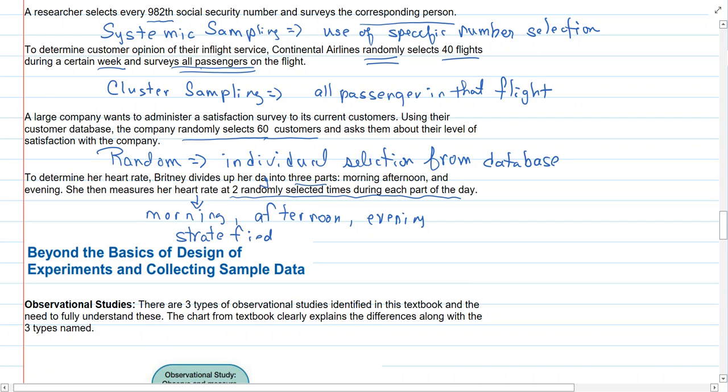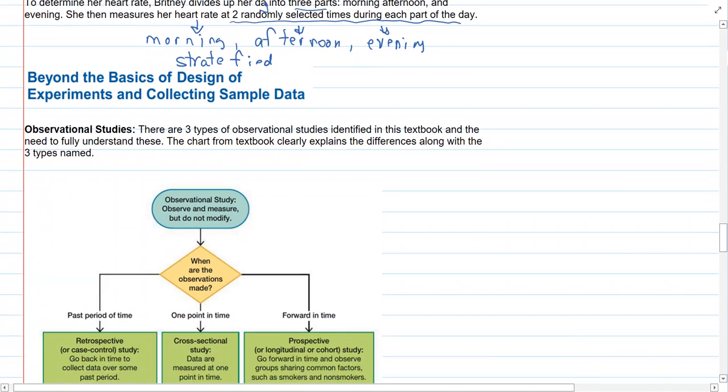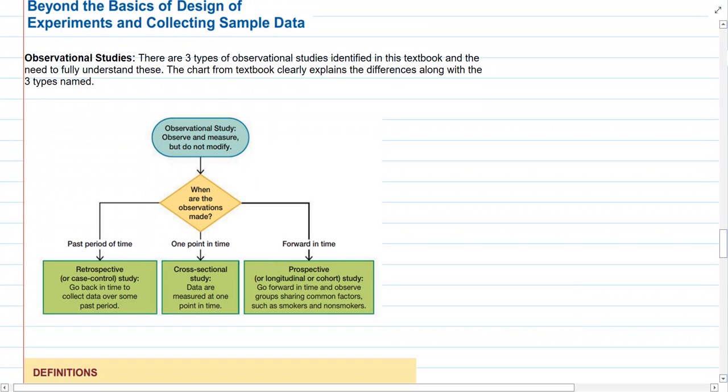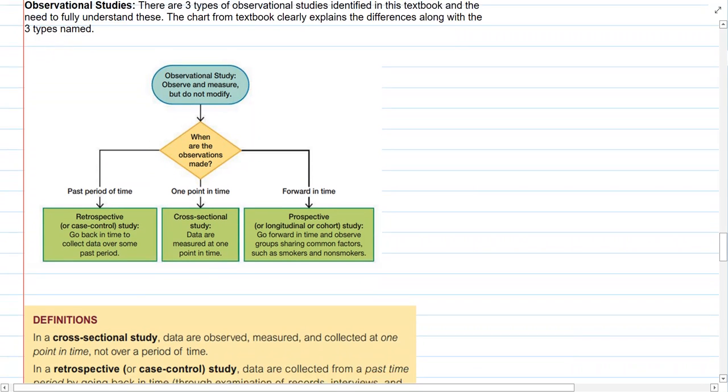Each one is a grouping, and then selection of time per each category is done so that she gets a good cross section of what is happening. So this is a chart. And this is beyond the basic design of experiments and collecting sample data. In observational studies, there are types of observational studies identified in this textbook, and the need to fully understand these. The chart from the textbook clearly explains the differences along the three types named.